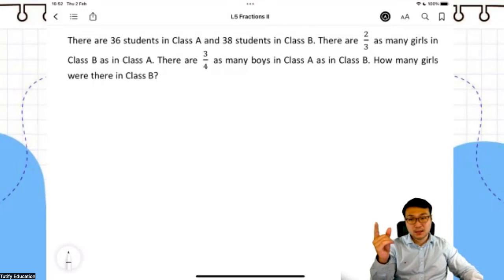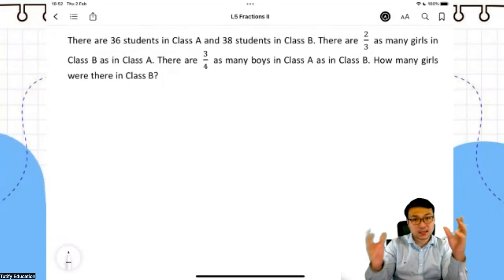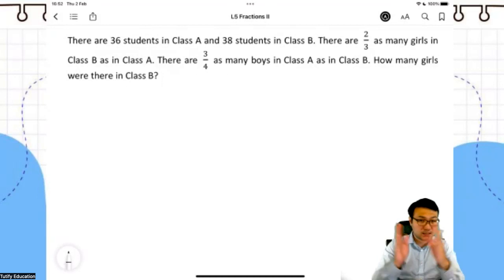Okay, so let's say they are telling us that there are 2/3 as many girls in class B as class A. So they're trying to compare the girls in class A and class B. Then after that, they're comparing the boys in class A and class B. Okay, so finally they're asking you how many girls are there in class B. So why not we do this?